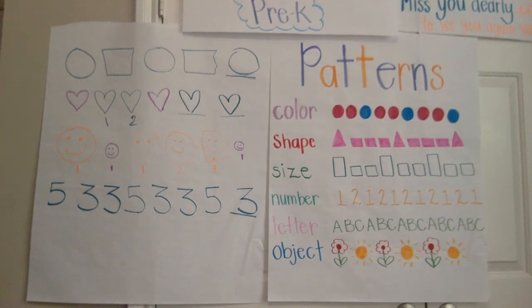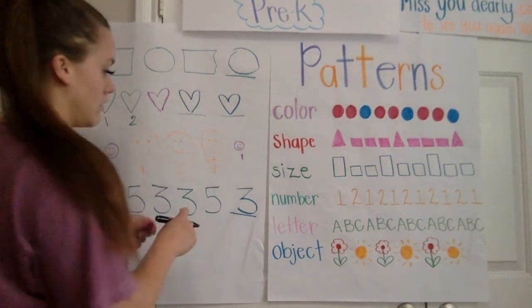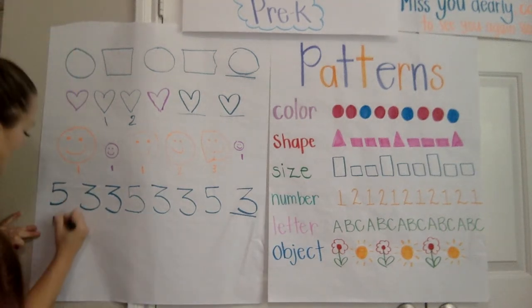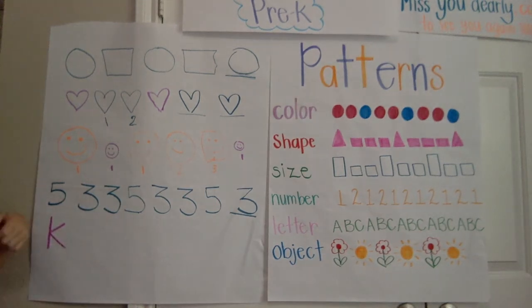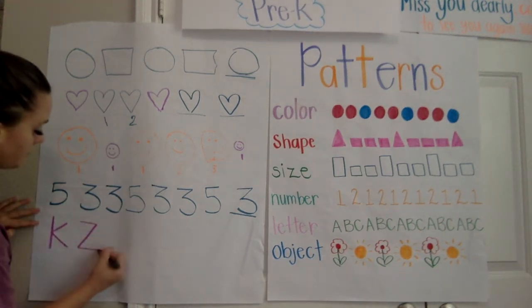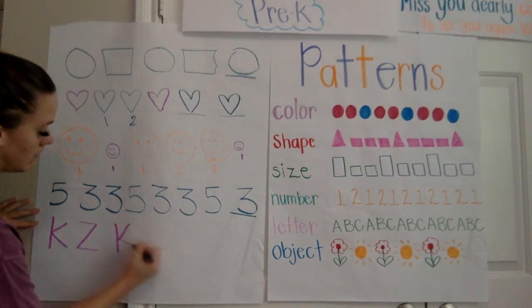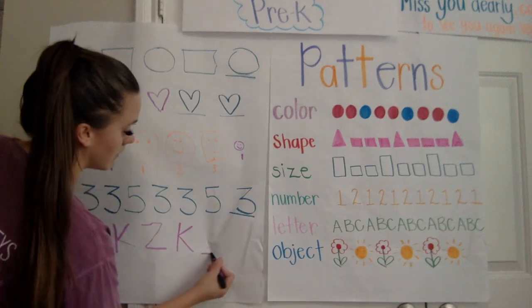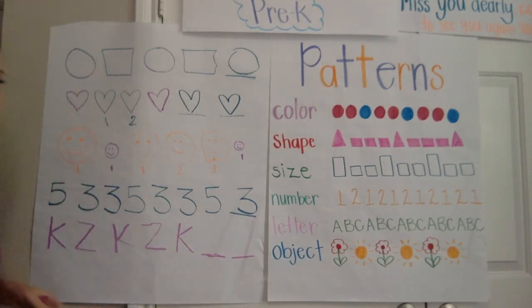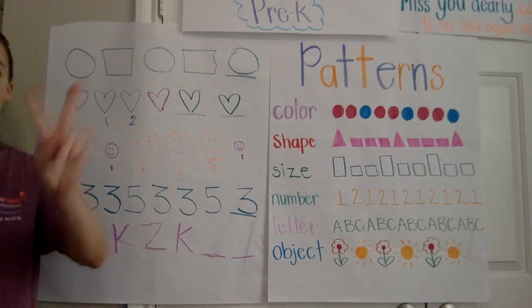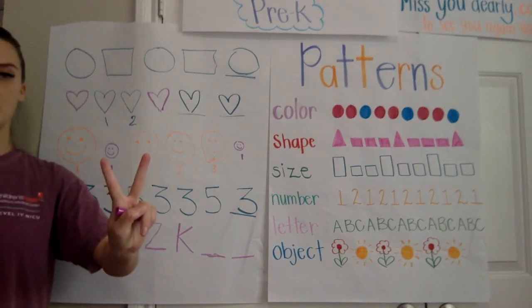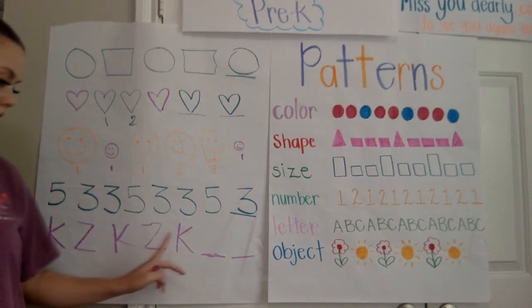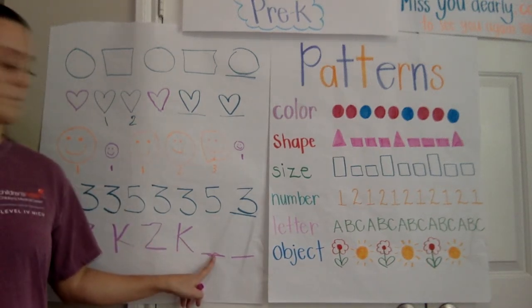So let's do letters. Let's do K, Z, K, Z, K. Okay, and then I have two spaces because I want to find out the next two letters that come next. So I want you to help me with that. We have K, Z, K, Z, K. Do we know what goes in here?